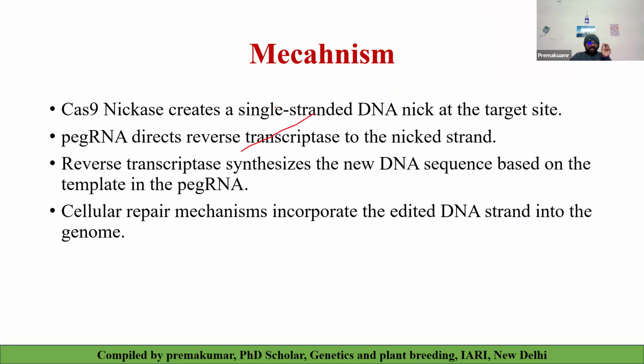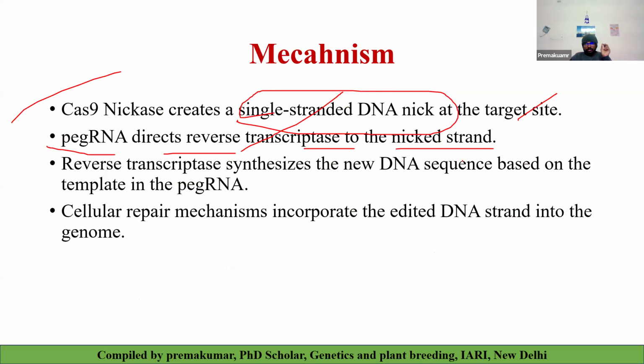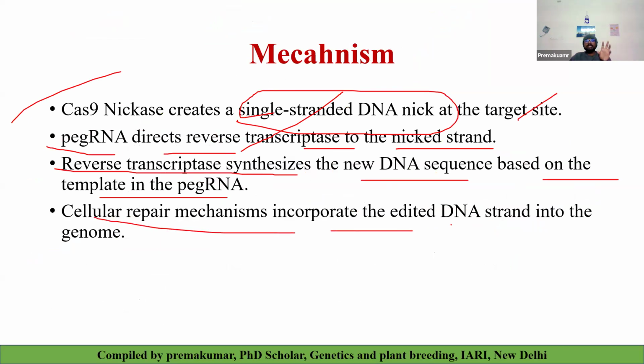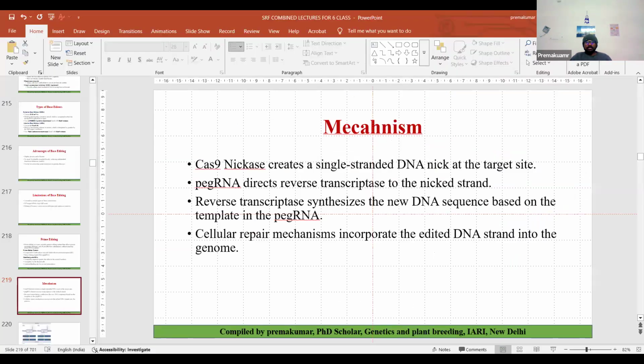First, Cas9 will come. Cas9 will create a single stranded DNA nick at the target site. Then your pegRNA will direct the reverse transcriptase to the nicked strand. Then reverse transcriptase synthesizes the new DNA sequence based on the pegRNA template, and cellular repair mechanisms incorporate the edited DNA strand into the genome. We will see the video so that we will get it in detail.